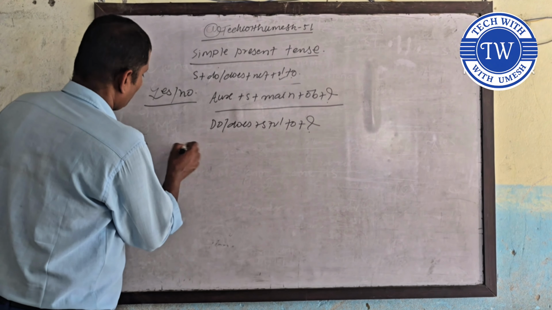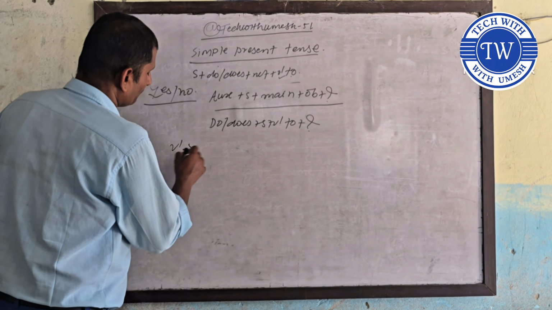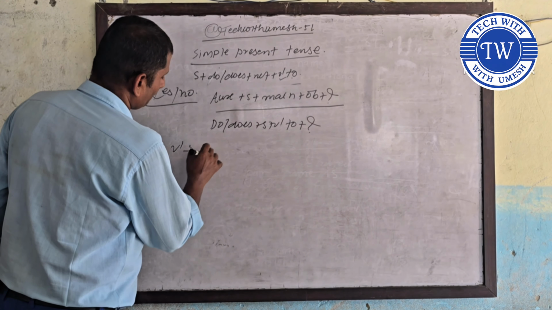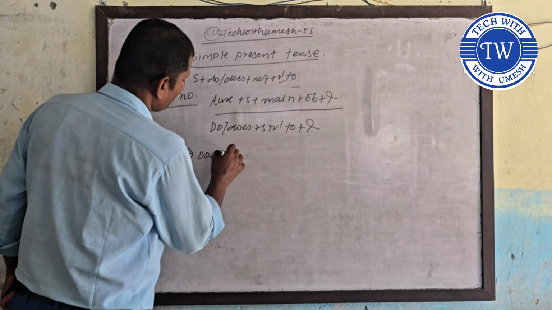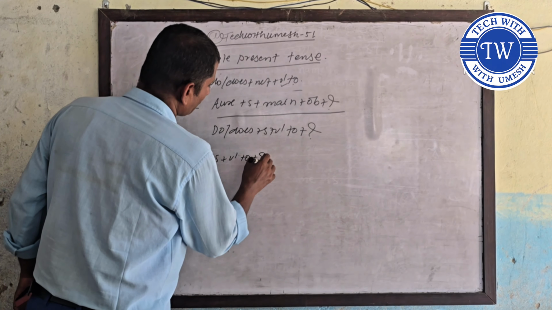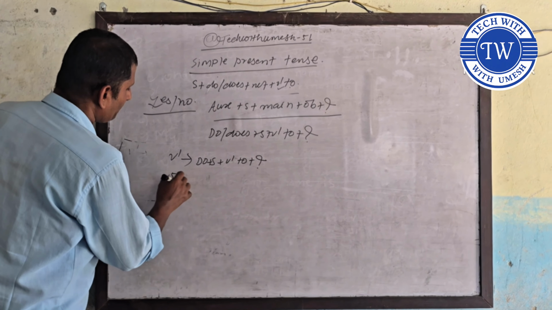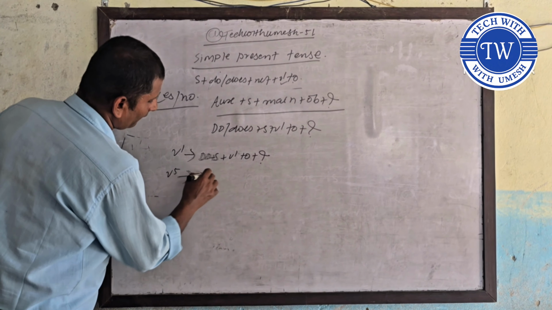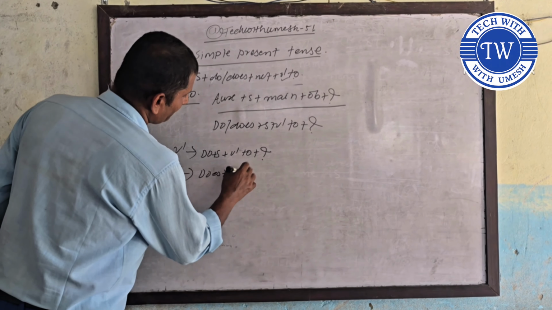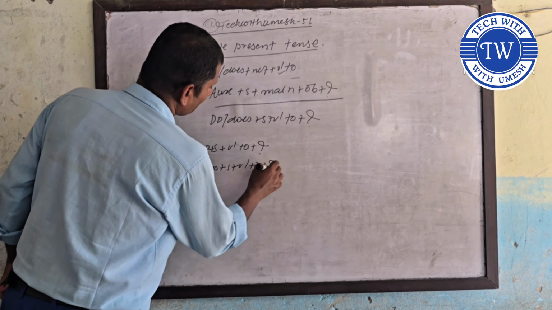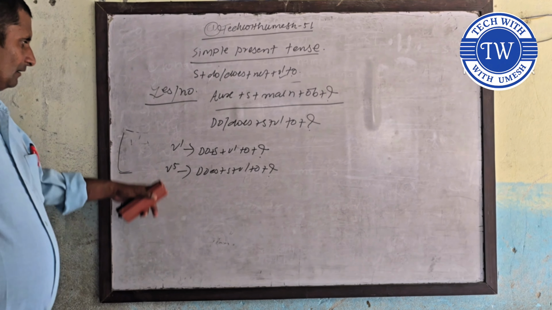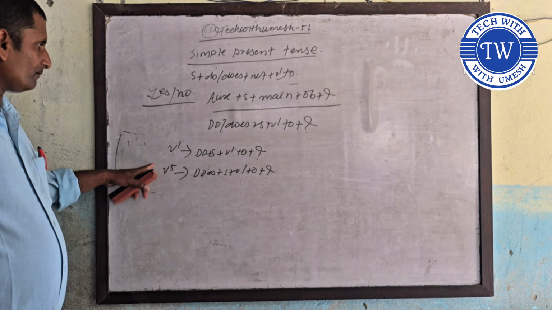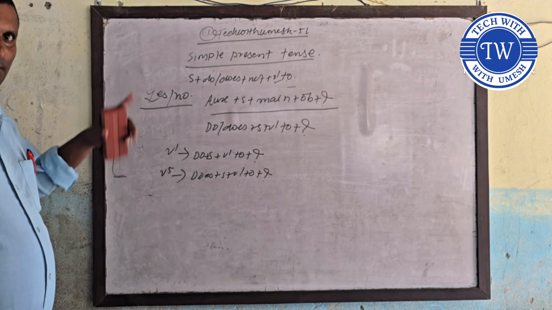And while there is V1, we should use this structure: do, subject, V1, object, question mark. And while there is V5, then we should use does, subject, V1, object, question mark. We have to use this structure to make the yes/no question in simple present tense.